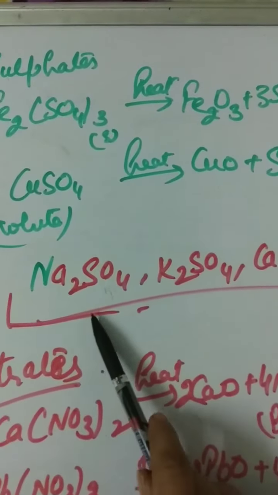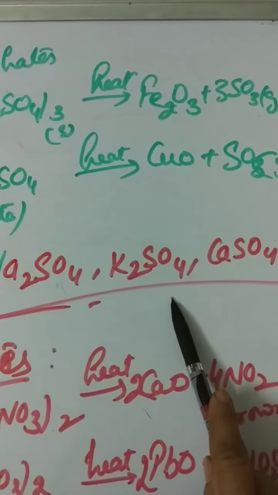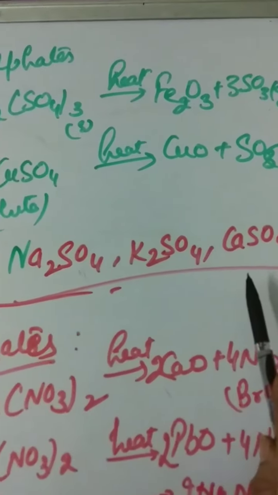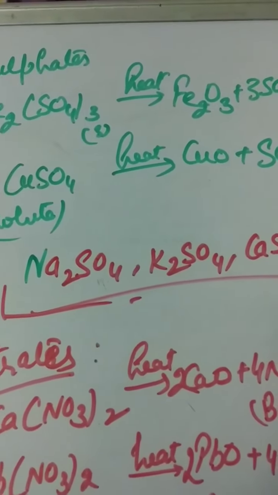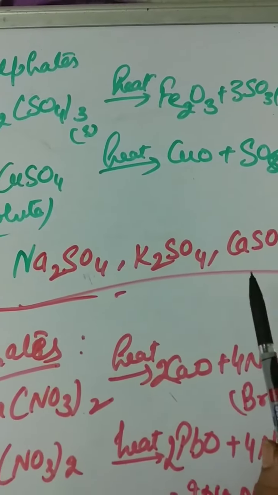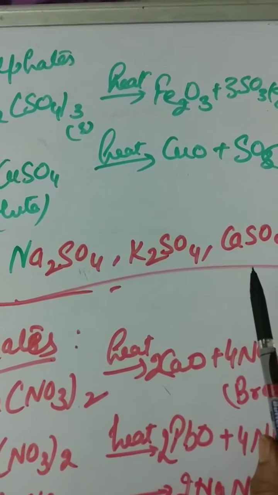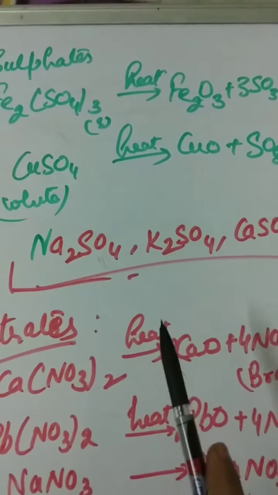Exceptional cases are there, like sodium sulfate, potassium sulfate, and calcium sulfate, and many more sulfate compounds, which do not undergo thermal decomposition to give oxides of metal or non-metal.